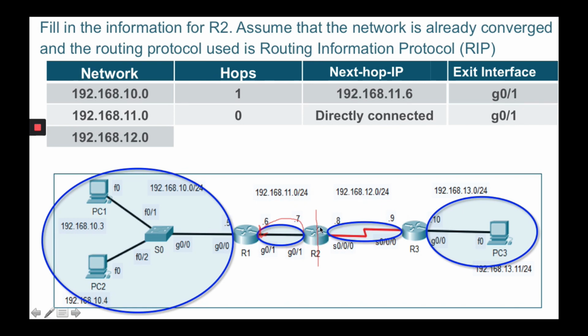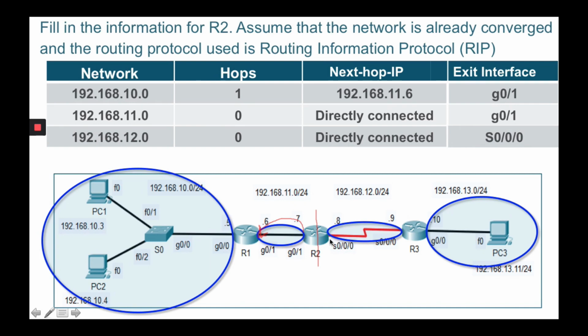192.168.12.0, now because router 2 is directly connected to 192.168.12.0, you do not need to have the number of hops, okay, because it is directly connected. And how will this router 2 reach this 192.168.12.0? It is going to exit through this interface, which is S0/0/0. That's why you get this answer.